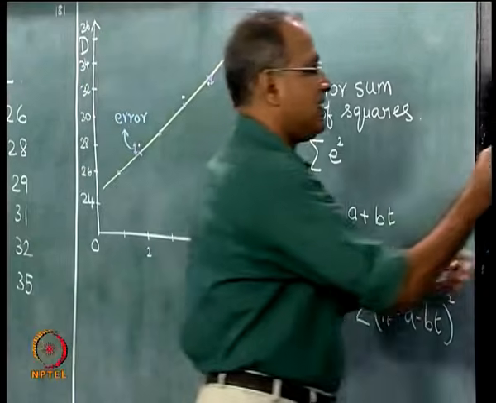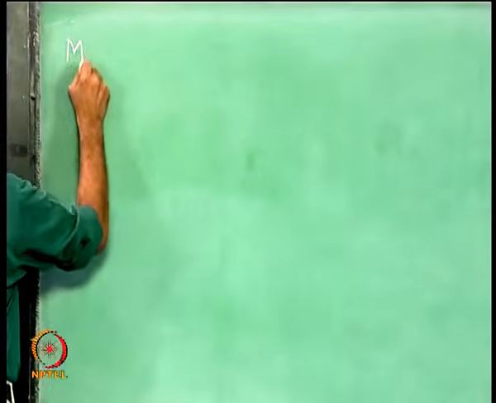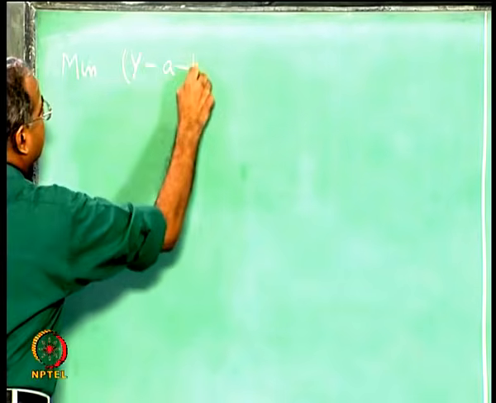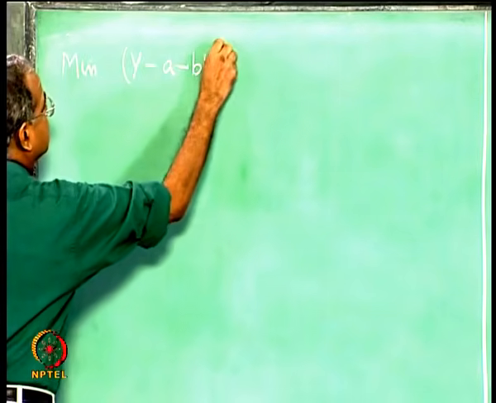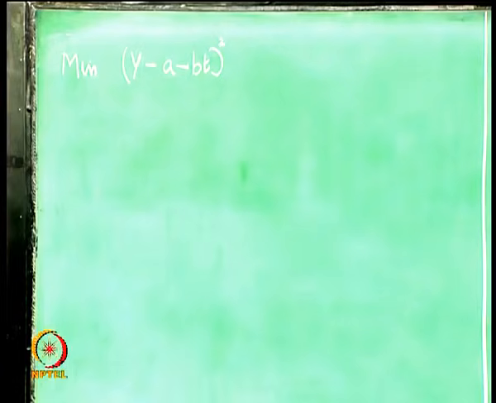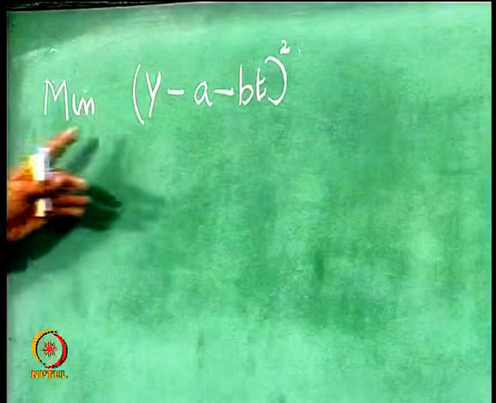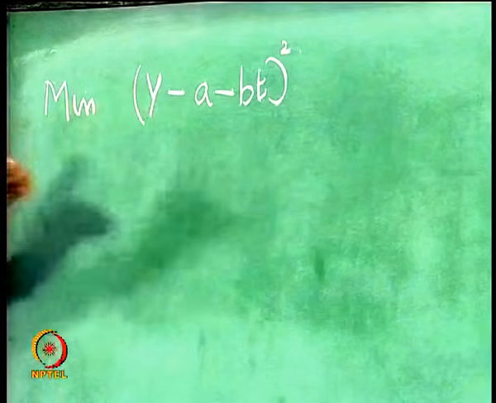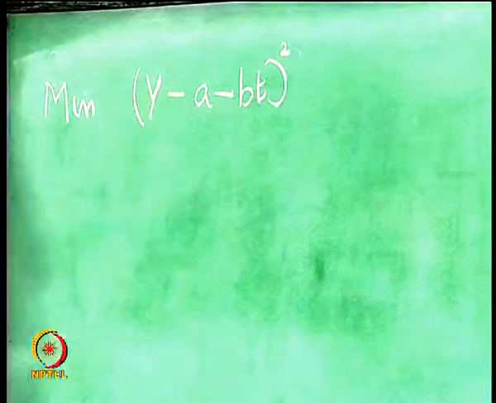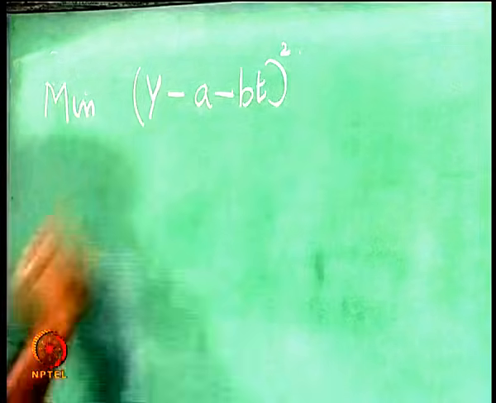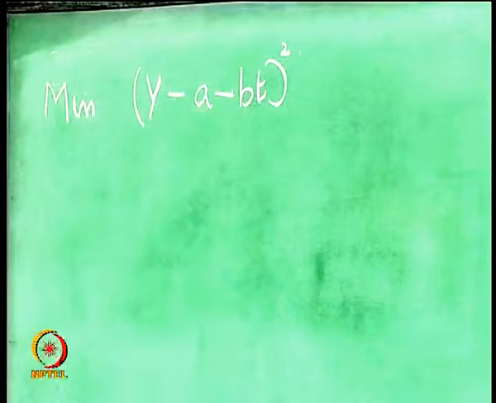So, we want to minimize y minus A minus bt square. Here I have represented it as yt minus A minus bt. Here I am writing it as y minus A minus bt. We could also write it as yt minus A minus bt. Now, this has to be minimized and A and B have to be found out.